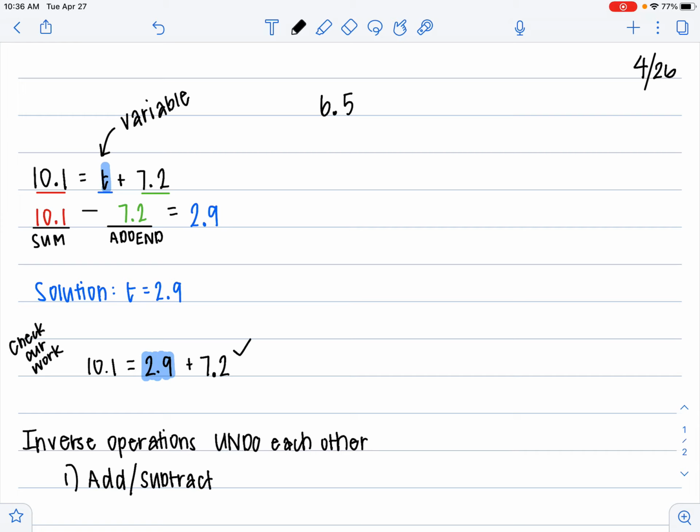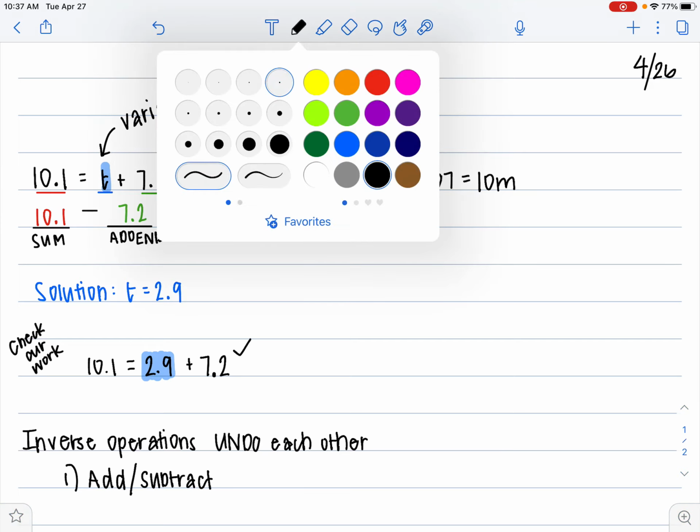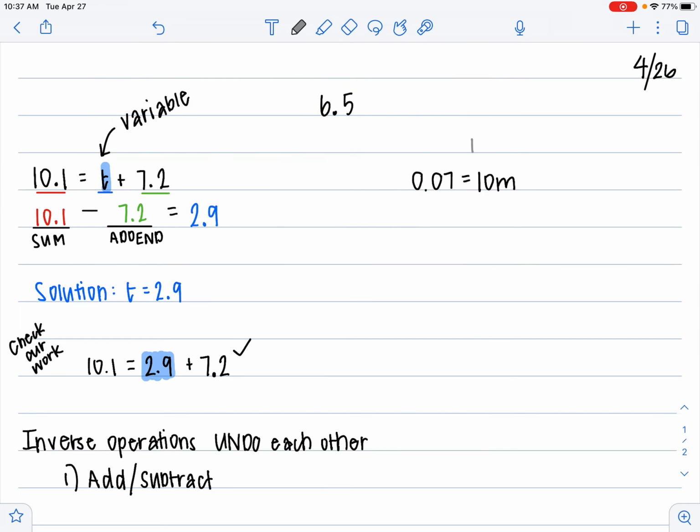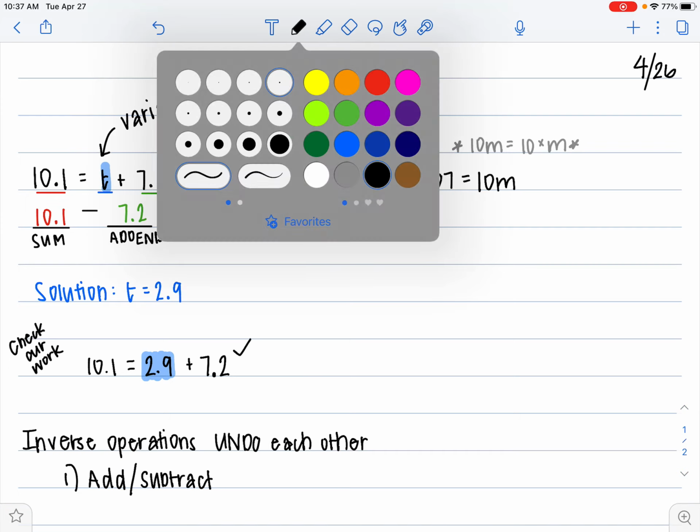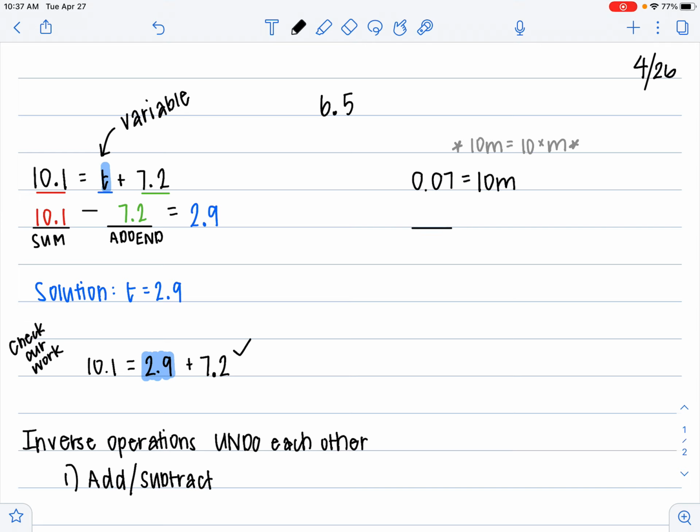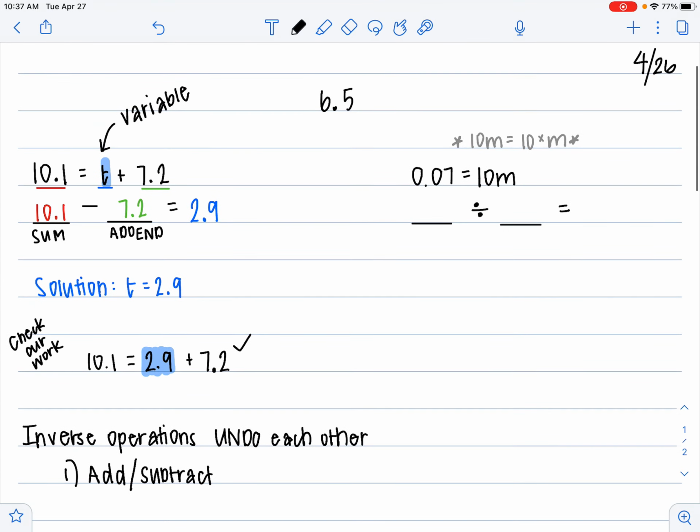We also had a part B. And part B looked like this, 0.07 equals 10m. Now at first, this might look a little scary. The first thing we want to do is just remind ourselves that 10m is the same thing as 10 times m. That's a helpful reminder. And you might recall, again, from that ratios unit, that we can use division to help us find a missing product. In this case, our missing product is M.